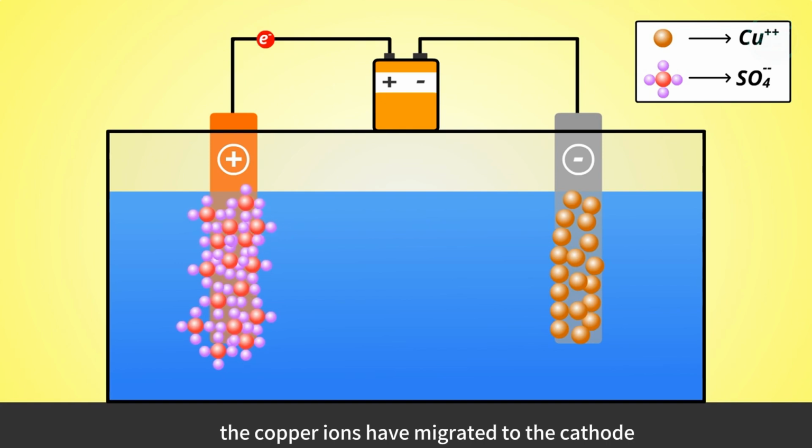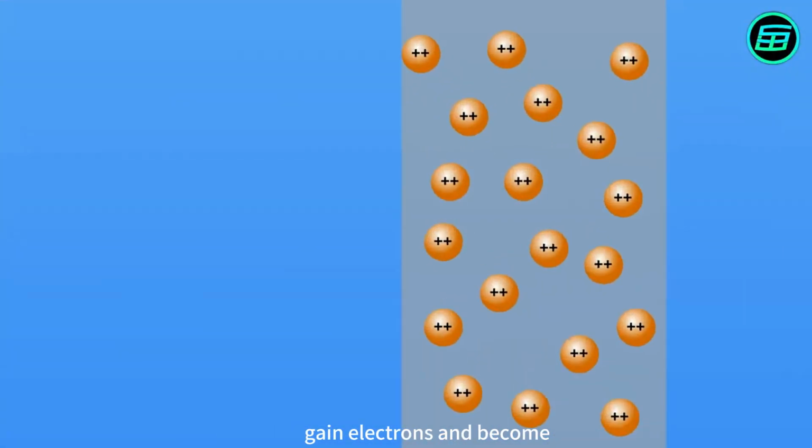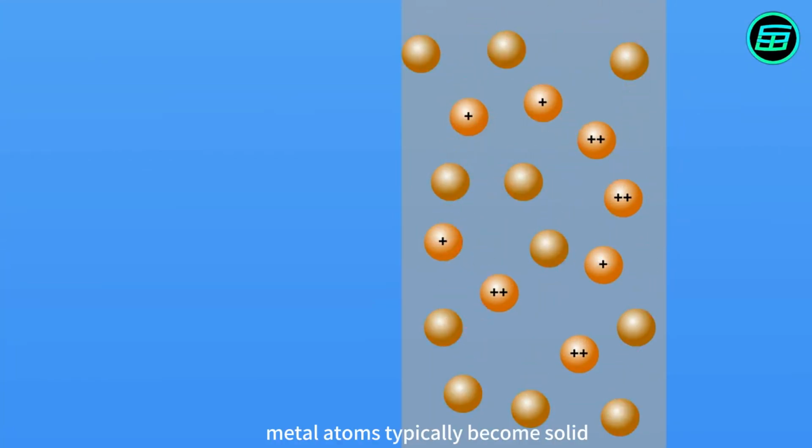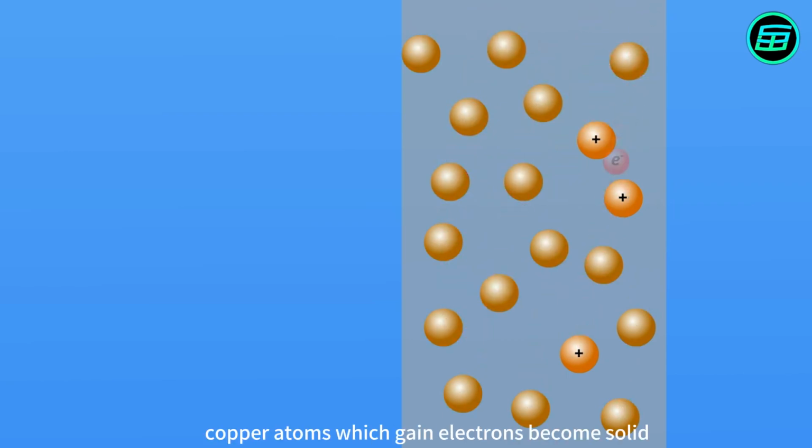The copper ions that have migrated to the cathode gain electrons and become neutral copper atoms. Metal atoms typically become solid when in their neutral form. Therefore, copper atoms which gain electrons become solid and build up on the cathode.